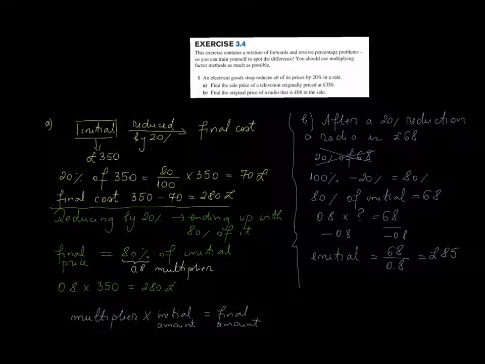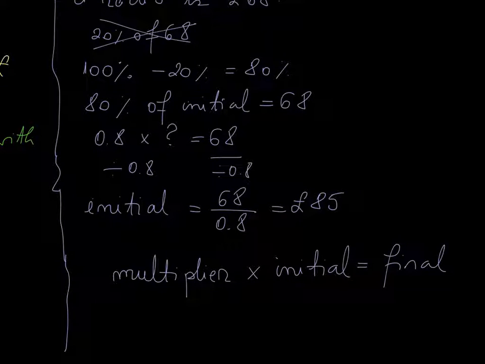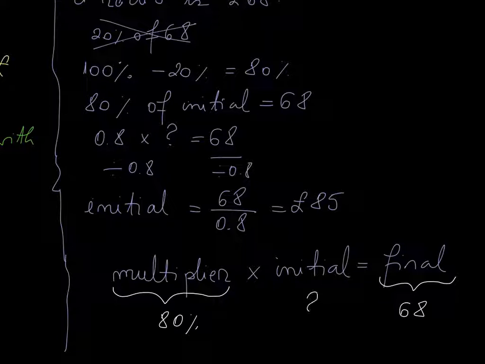If you understood, you can stop. If not, you can listen to me one more minute to show you again how I applied the equation in the case of the reverse percentage. Again, to repeat, after a 20% reduction, which means that I end up with 80%, a t-shirt or an item, a radio, costs 68. What was the initial price? And this is how I get the equation above.